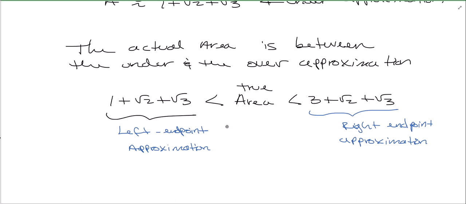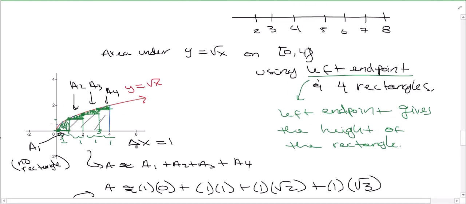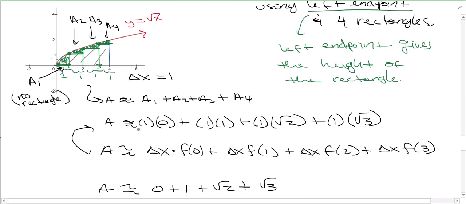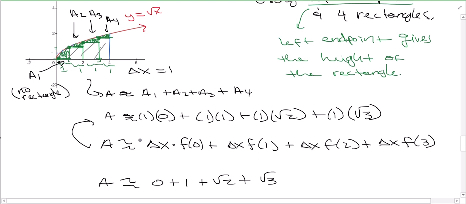Now, this is not always going to be the case that the left endpoint gives you an under approximation and that the right endpoint gives you an over approximation. It really depends on what the curve looks like, right? This curve is an increasing curve, but if my curve was decreasing, then the left endpoint would actually give me an over approximation and the right endpoint will give me an under approximation. But the idea is that the actual area lies between those two.